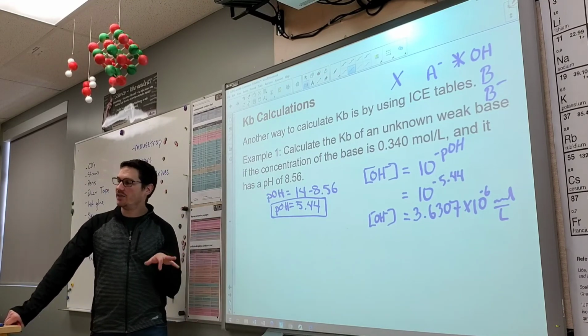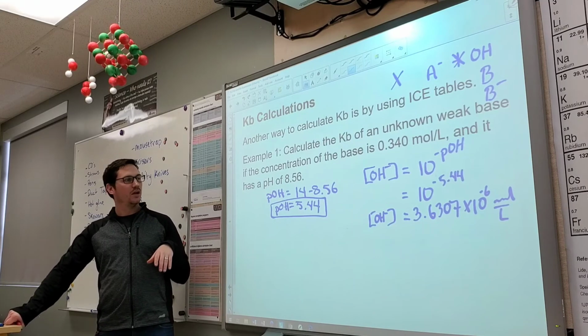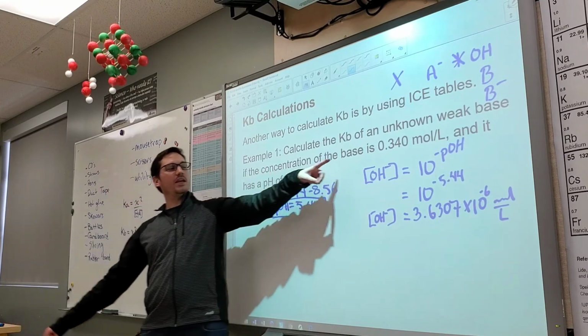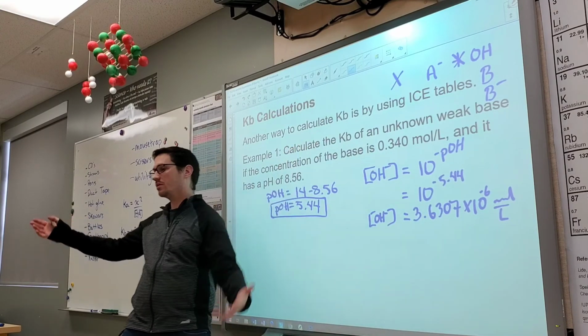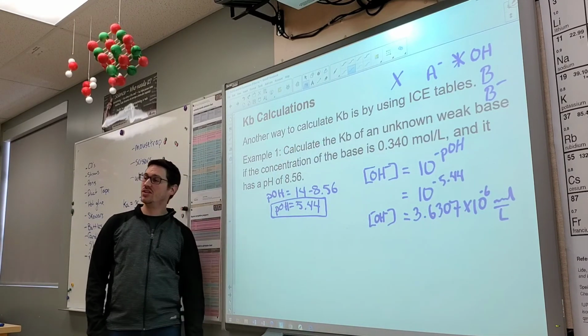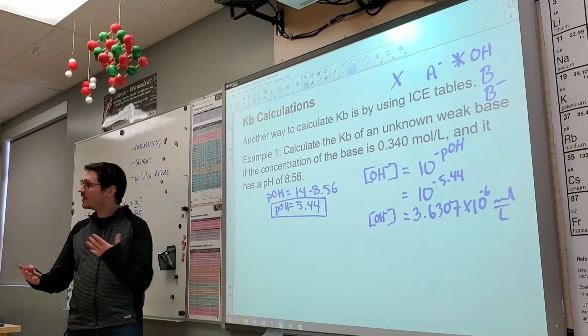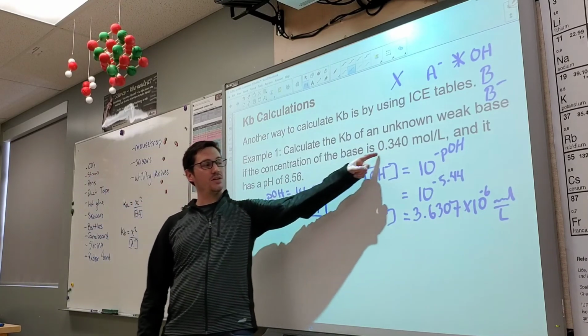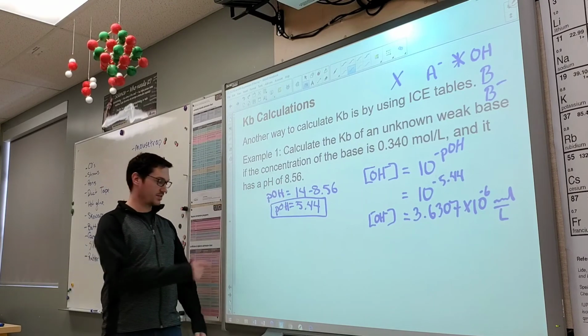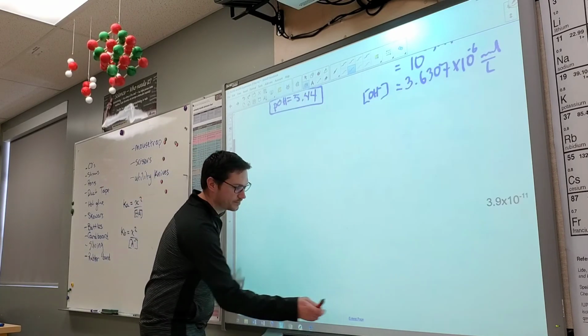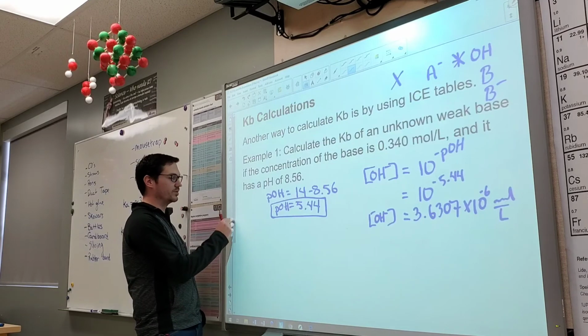Do we have all the equilibrium concentrations? No, we're given the initial concentration of the weak base. What do you have to use? Ice. You've got to use an ice table. The reason why we have to use an ice table: initial concentration of that, equilibrium concentration of hydroxide. That's why we got to use an ice table. Remember, this is the last thing we're doing. Just calm down. It'll be okay.